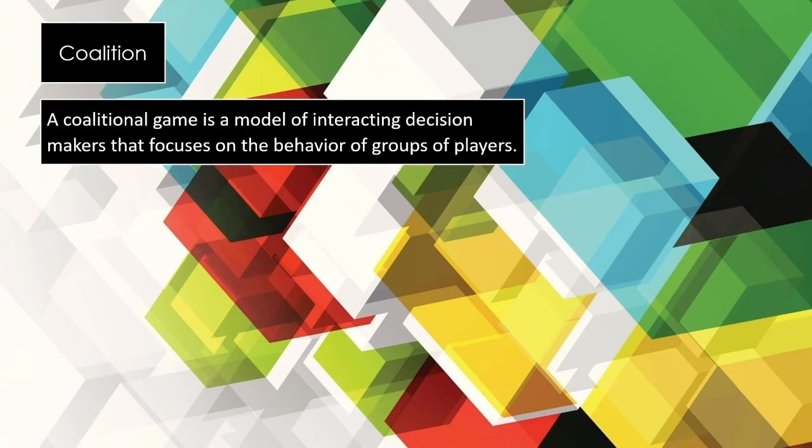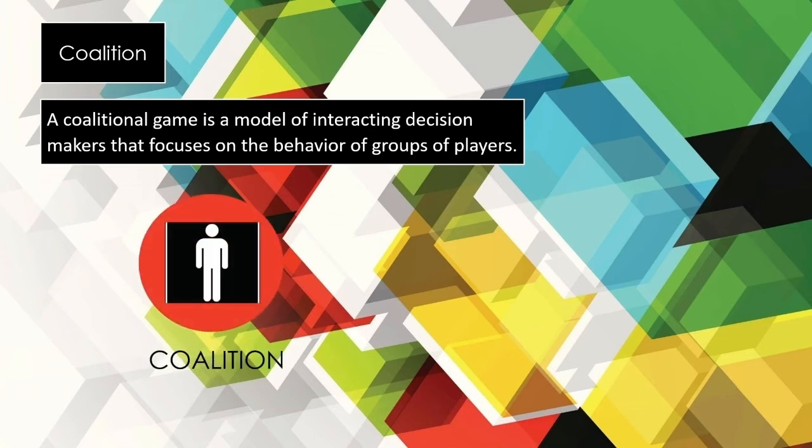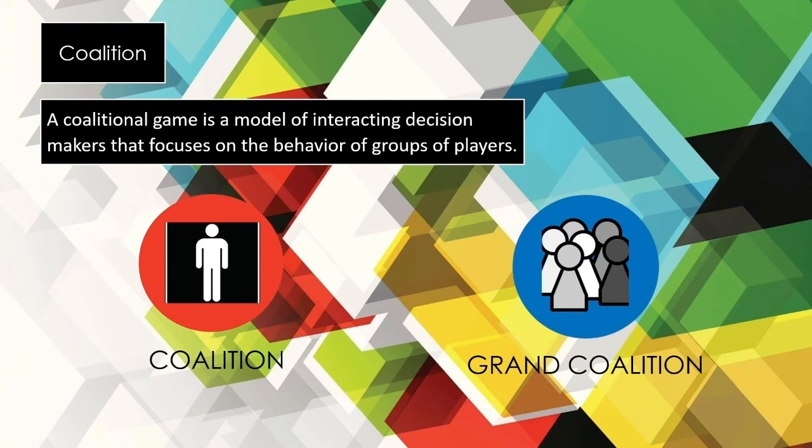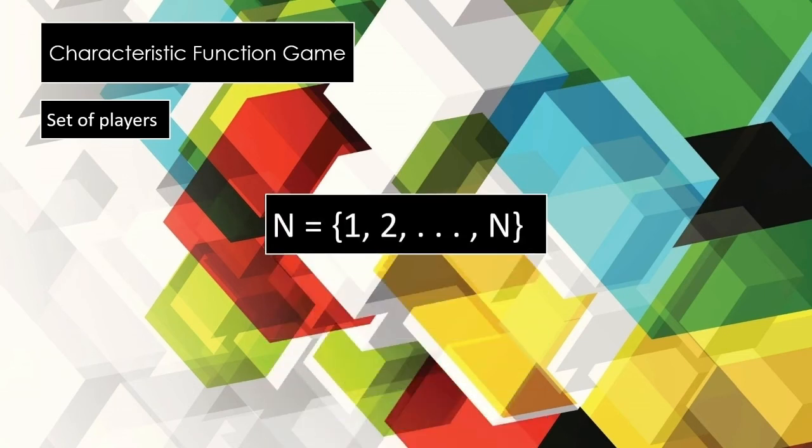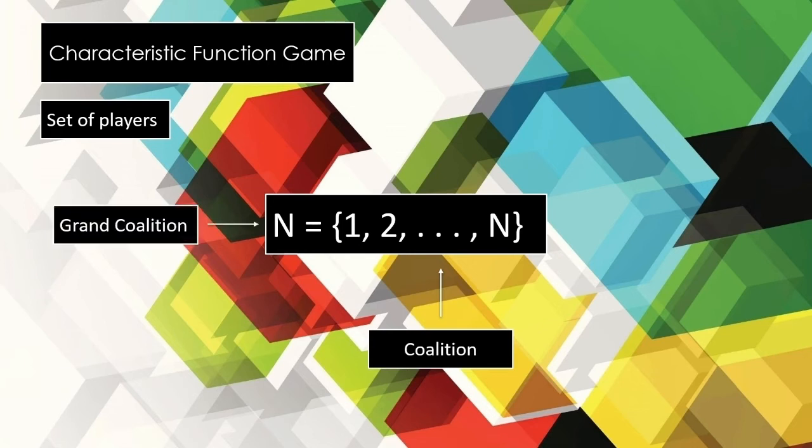A coalitional game is a model of interacting decision makers that focuses on the behavior of groups of players. A coalition is composed of a group of players, and a coalition of all players is called a grand coalition. Given a set of players N equals 1 to m, a coalition is a non-empty subset of N. The set N itself is called the grand coalition. The set of all coalitions for a given players' set N is denoted by C(N).